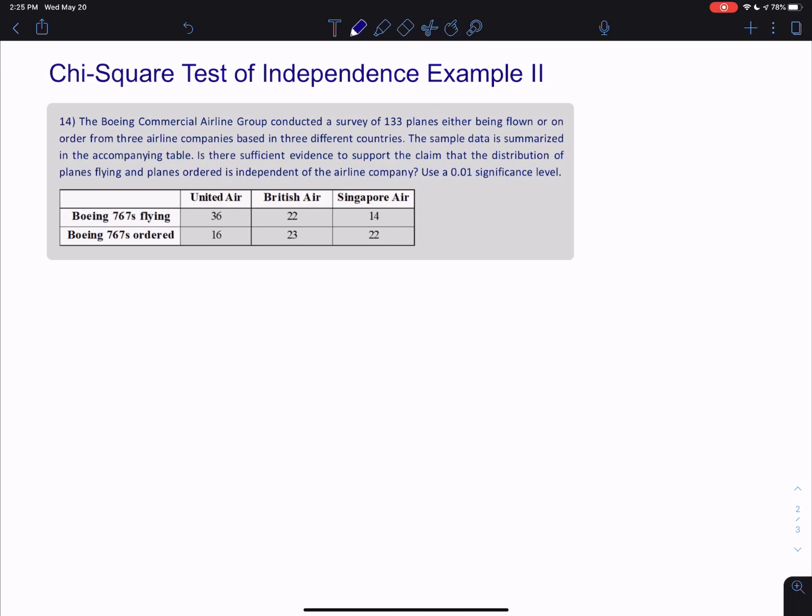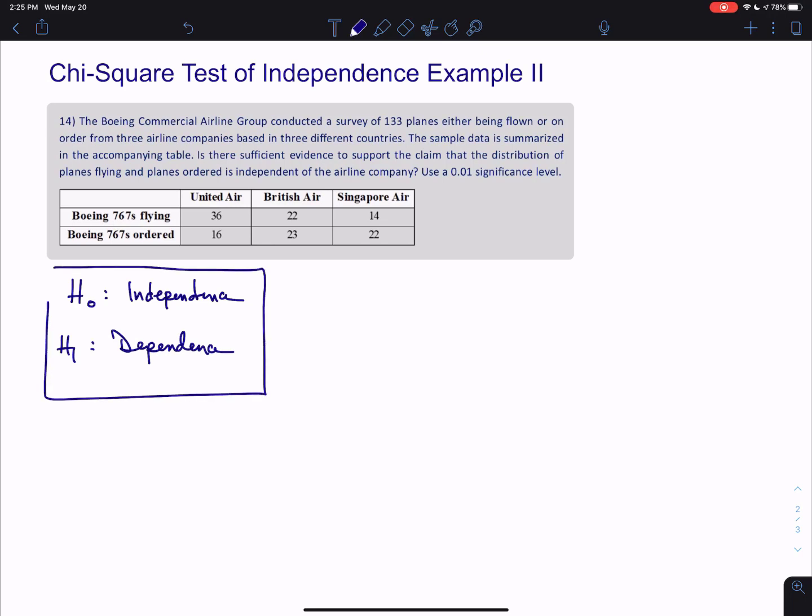Is there sufficient evidence to support the claim that the distribution of planes flying and planes ordered is independent of the airline companies? So this is an obvious question that's always asked, and clearly you see we are testing independence. So I'll start with my null and alternative here. My null hypothesis will be the independent statement. So independence and dependence. All right, so there's my first step. First step always easiest to do.